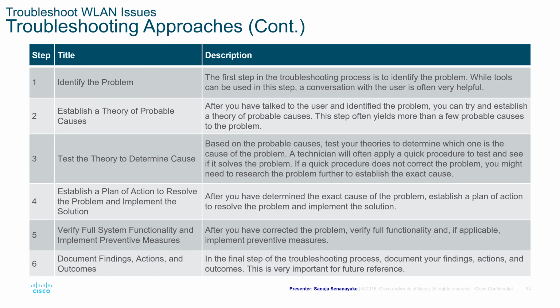And in a good network environment, in a good organization, you should also have some kind of a procedure for documenting findings, actions, and outcomes. So in this final step of the troubleshooting process, based on your company policies, you should document your findings, actions, and outcomes. This is important for future reference.